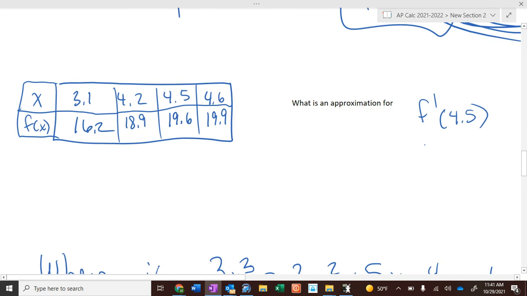Okay, an approximation. Now, some of you might get mad at this problem because there are some fairly close answers, but there is one correct answer on the test. Okay, what's the answer? How would we find the answer?